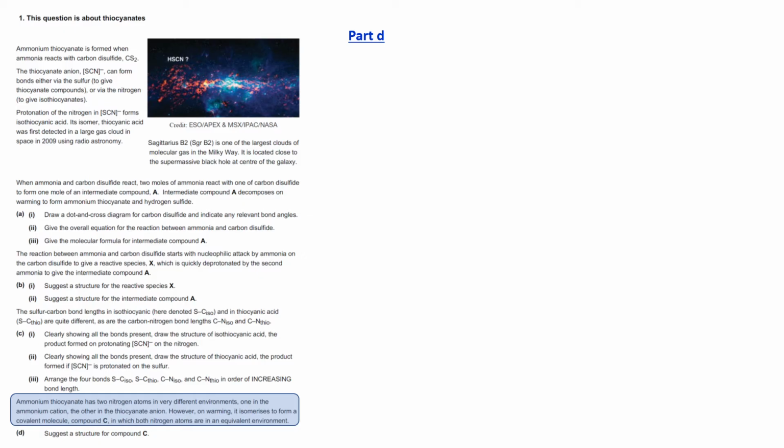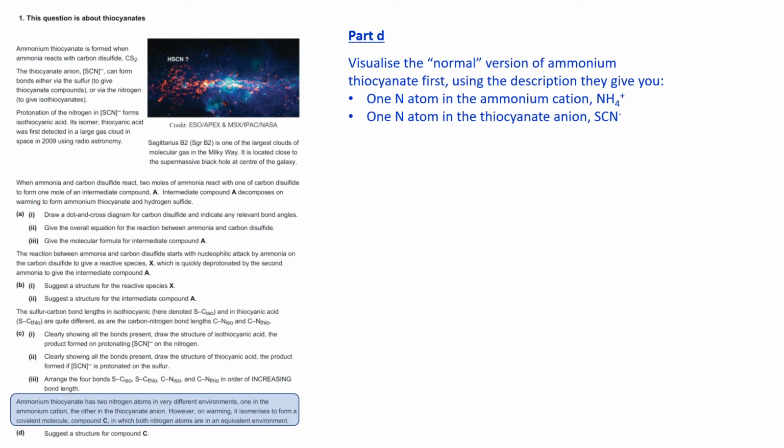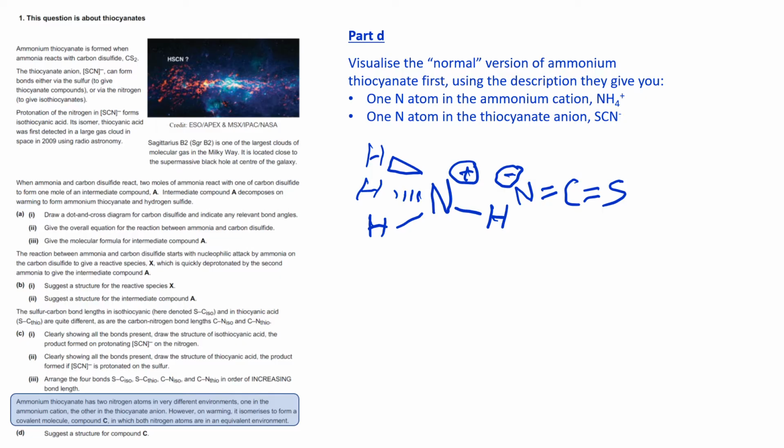So part D says ammonium thiocyanate has 2 nitrogen atoms in very different environments, one in the ammonium cation, the other in the thiocyanate anion. However, on warming, it isomerizes to form a covalent molecule, compound C, in which both nitrogen atoms are in an equivalent environment. So quite a lot of information to process there. What you need to do is visualize the normal version of ammonium thiocyanate first, using the information that they give you. So that would be something like this.